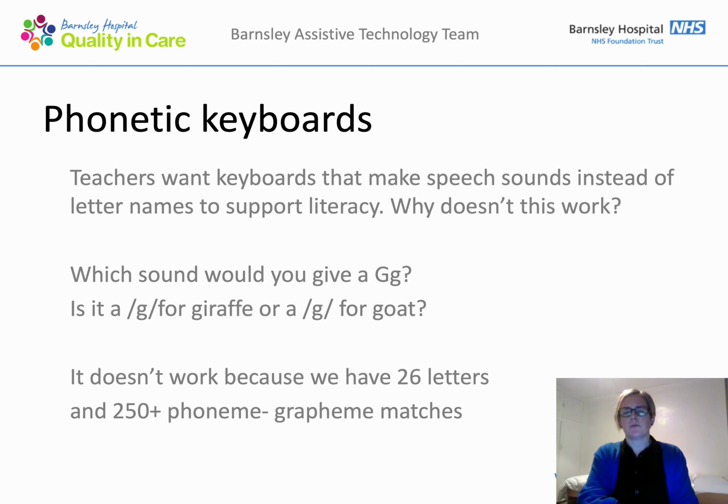Recently, phonetic keyboards became popular as a means of enabling children to access the speech sounds instead of the letter names to support literacy. However, this doesn't work for communication because of the phoneme grapheme matches. So, for example, which sound would you give a letter G? Would it be a J for giraffe or would it be a G for goat? If you're having the 26 letters on the screen and we have over 250 phoneme grapheme matches, we can't possibly map all of those onto those 26 letters.